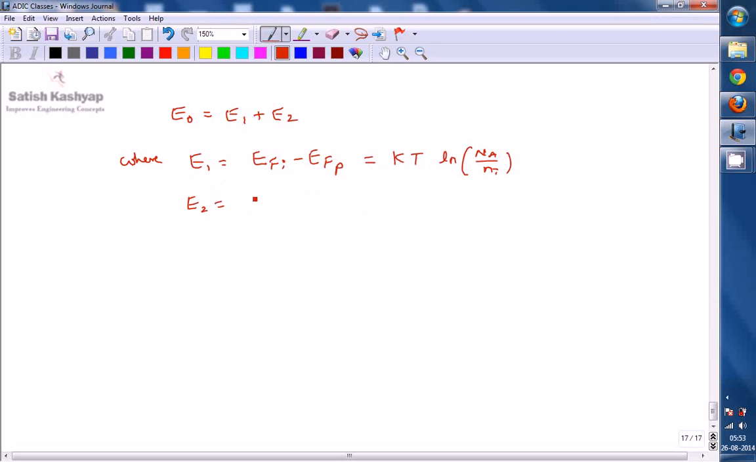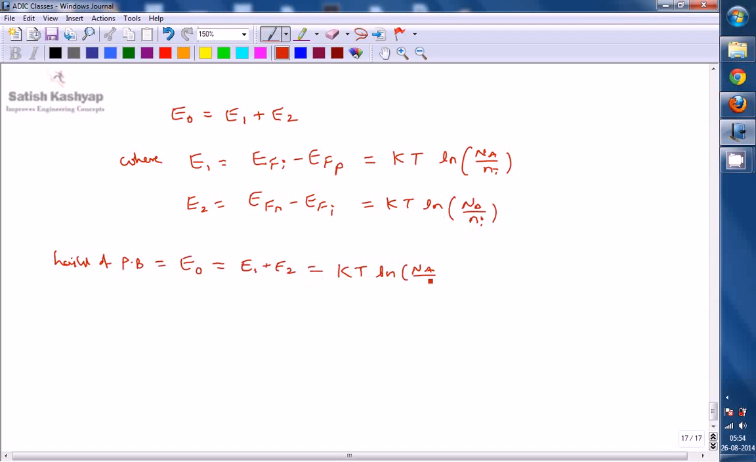And E2 is nothing but the relative distance between the Fermi level of n-type with respect to the intrinsic Fermi level. So this can be written as KT natural logarithm of Nd divided by Ni. So height of potential barrier is nothing but E0, and E0 is E1 plus E2. From that we can say it is KT natural logarithm of Na by Ni plus KT natural logarithm of Nd by Ni.